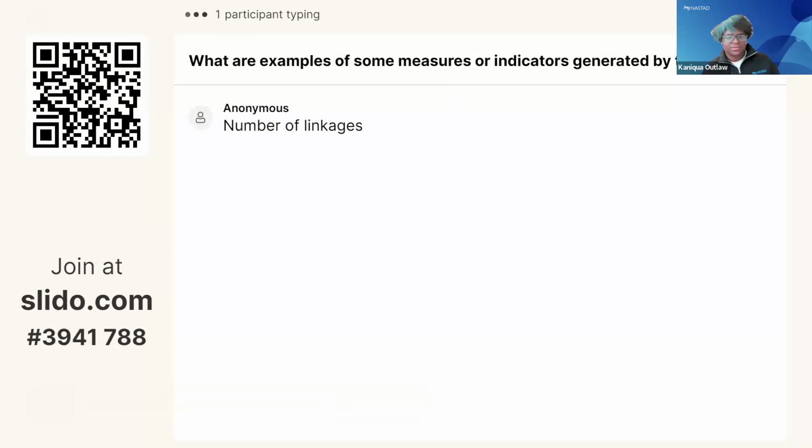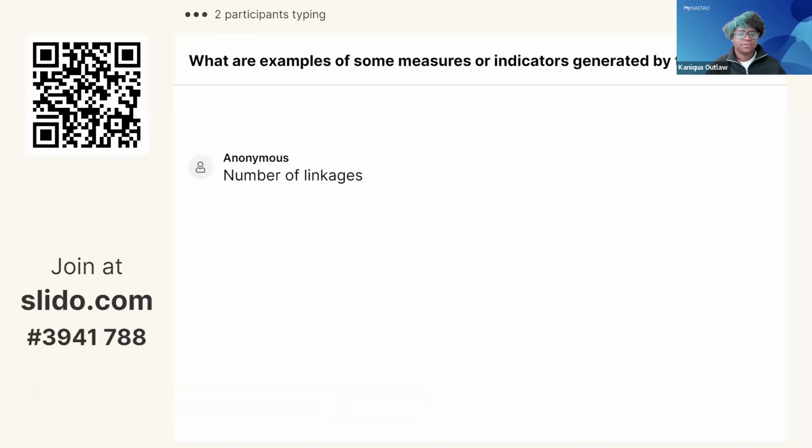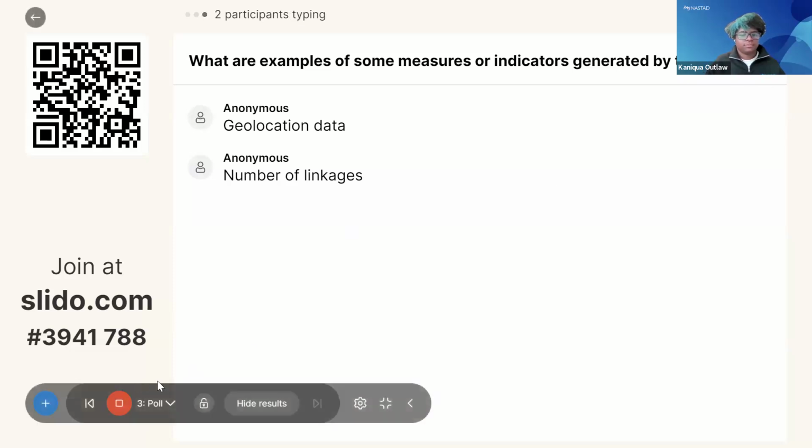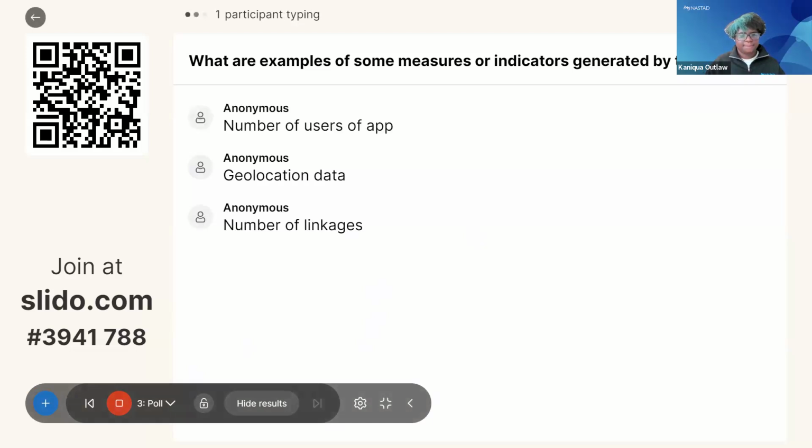Yep, absolutely. Give some more. Yeah, awesome. Yeah, geolocation data. Yes, absolutely. Okay. Ooh, okay, let's see. Yes. Okay.